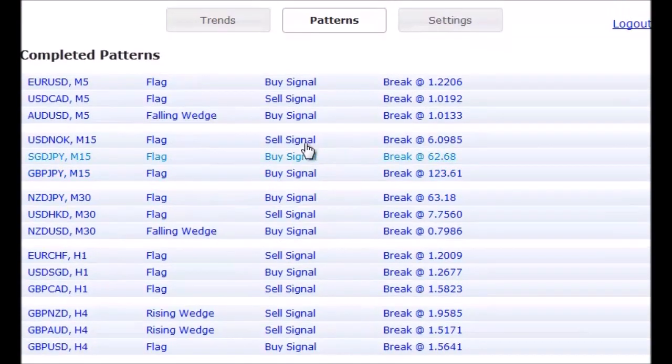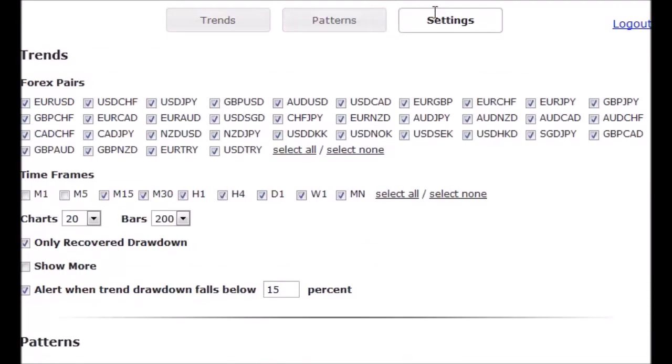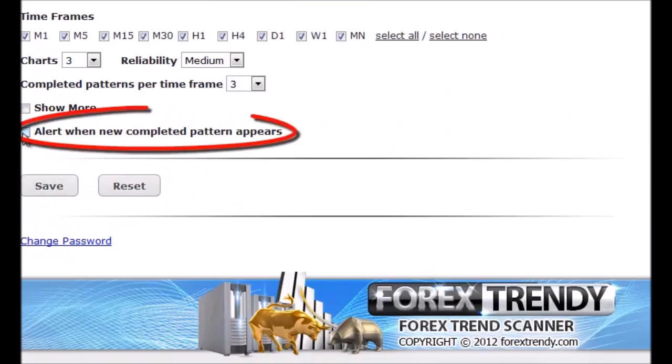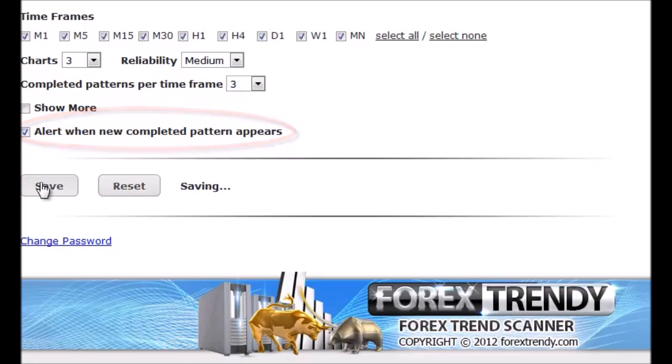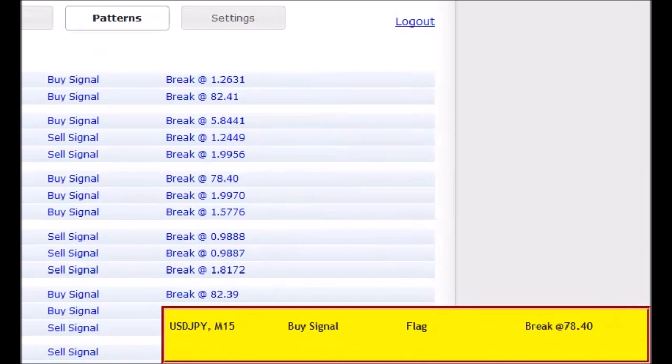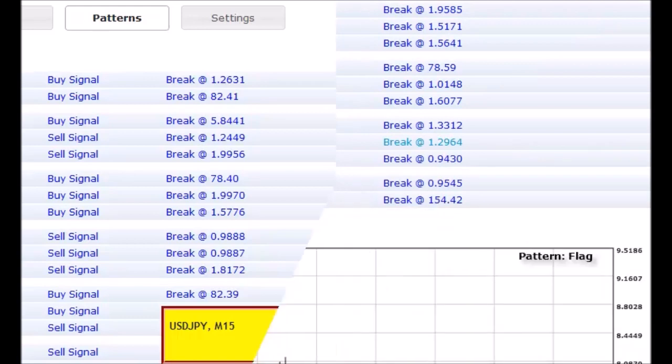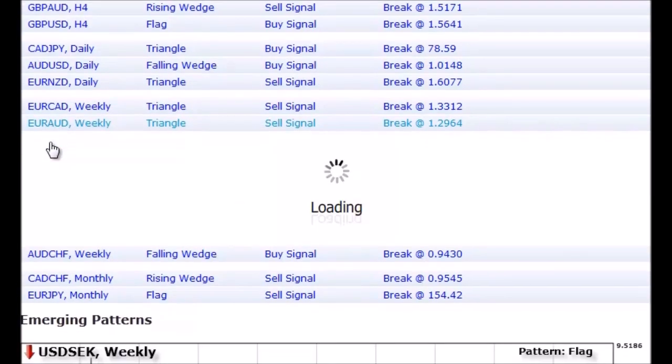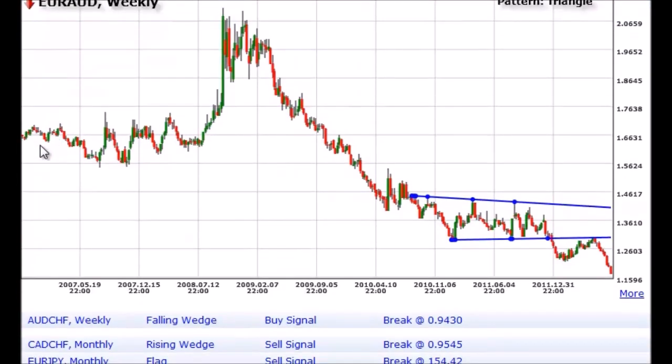You can set up alerts in the settings. Check the box near Alert when new completed pattern appears and click Save. And when the new pattern is confirmed with a breakout, you will be notified by the audible alert. Another approach is to check the charts just once or twice a day. Look in the history of the higher time frames and you see that trend lines work incredibly well.